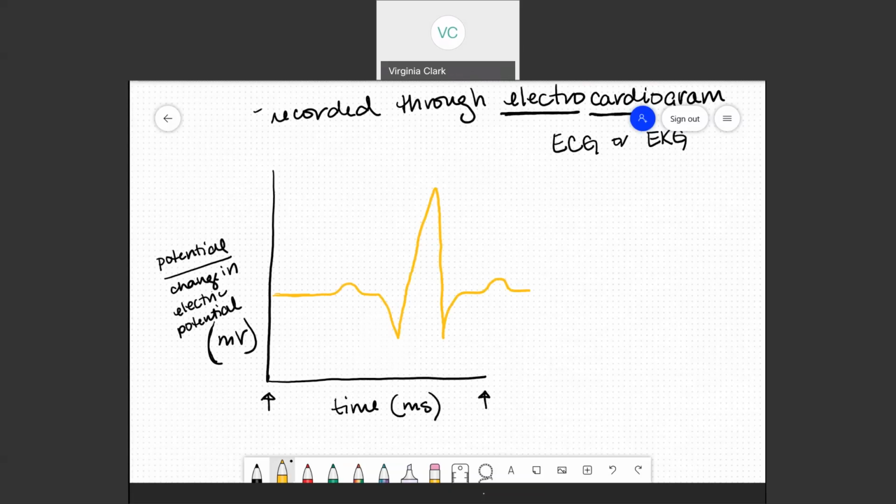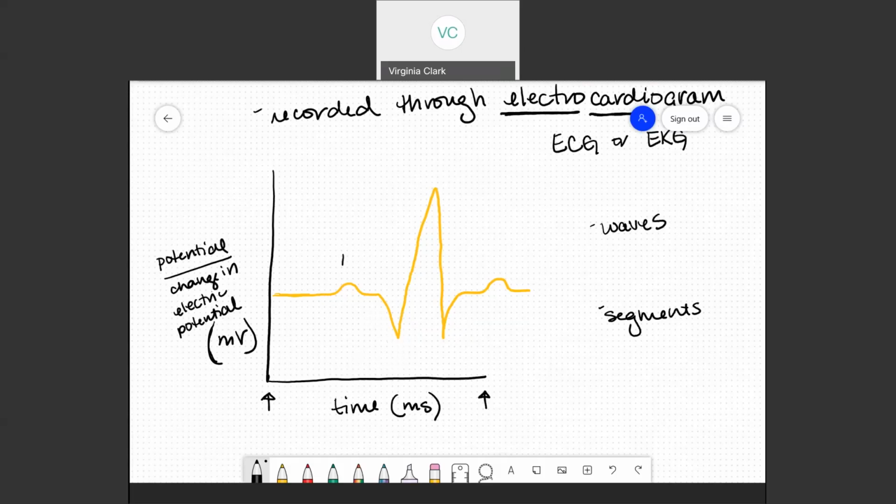So you are going to have waves and you're going to have segments. A wave is pretty simple. It's a time when you have a deflection up or a deflection down. A segment is where you are going to have straight. So that's a segment, and that's a segment. Some of the important waves and segments we're going to look at have names. This EKG actually has names for all of these waves and segments.